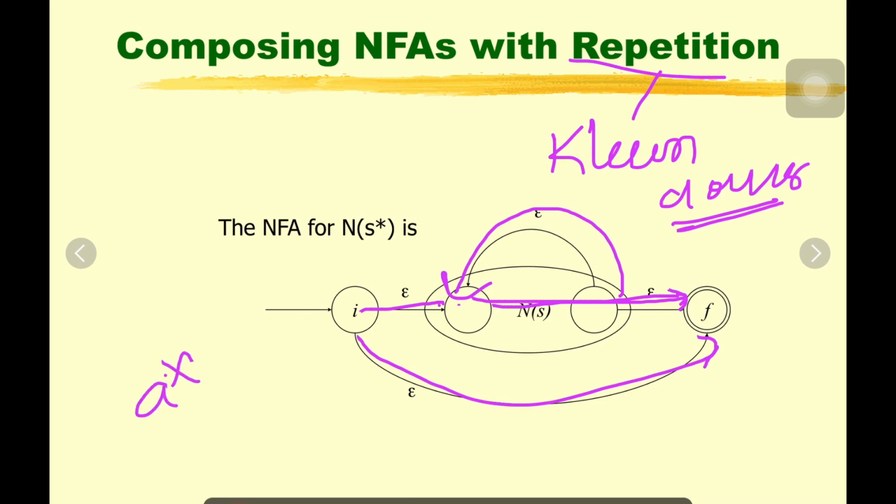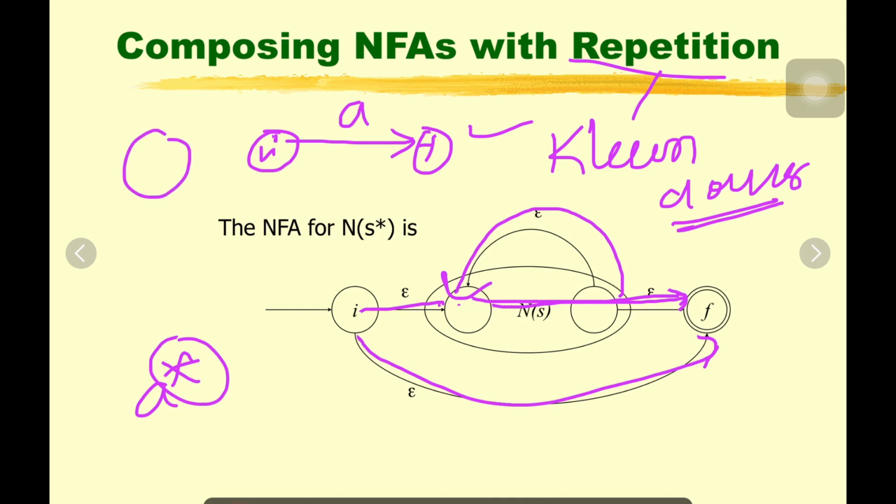Suppose A star. How do you construct A star? First you have to construct A. So this is A, a simple A, where the F state will be the final state and the I state will be the initial state. Suppose I need to construct it for star. It requires two more states, one for the initial state, one for the final state. Without taking input, it will go to the next state. This becomes the final state. So this becomes epsilon.